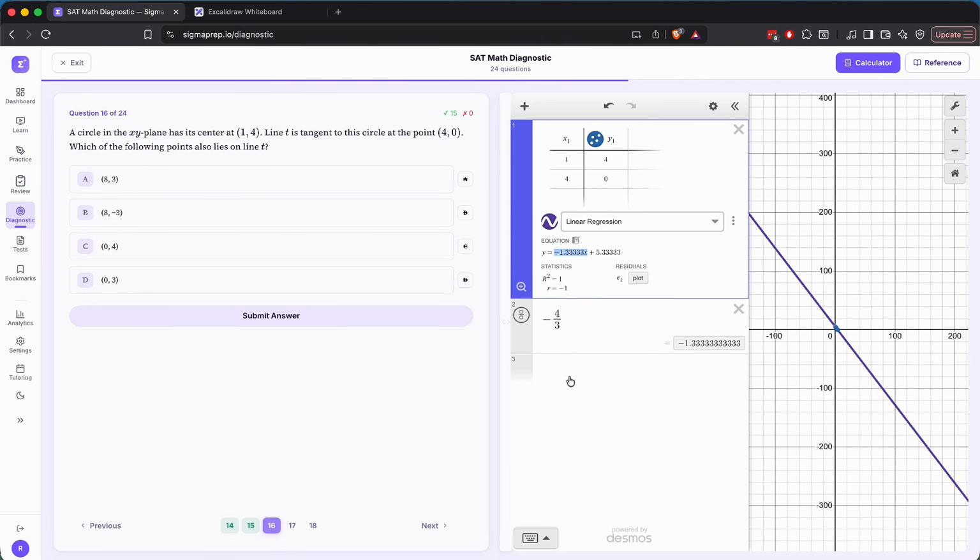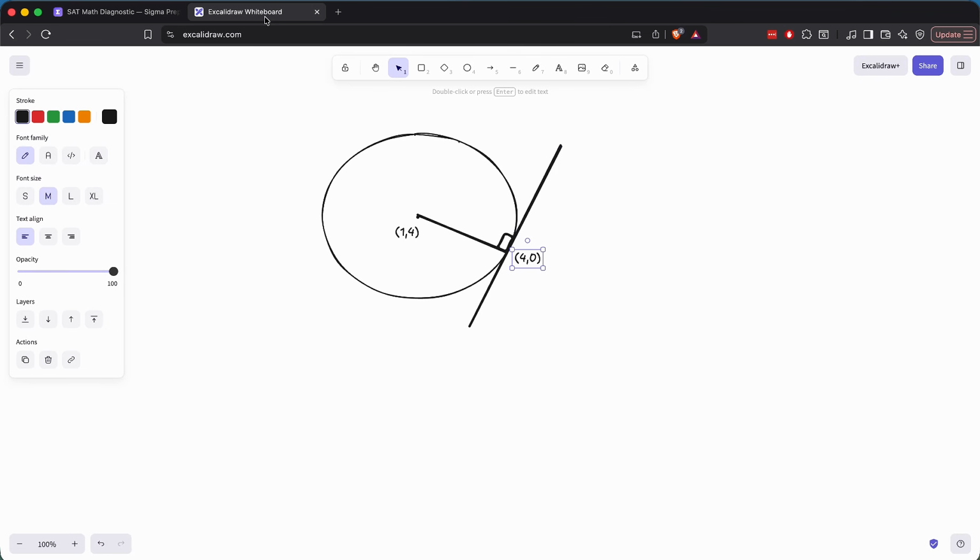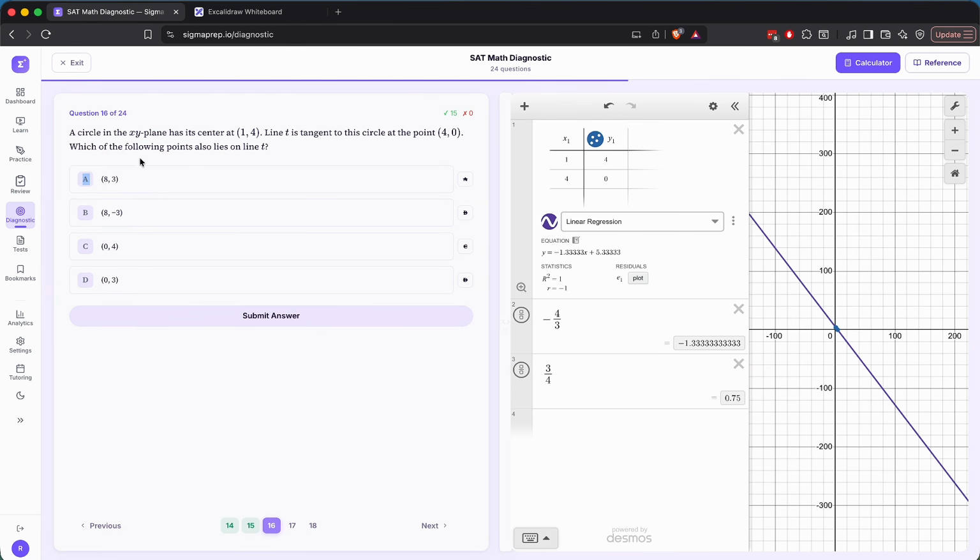So the one with the tangent line has to be the opposite reciprocal. It's 3/4, right? So this line is aligned with the slope 3/4, right? And then finally the question is, which of these points is also on line T? Basically, you need to know the equation of line T. So it's going to be y equals 3/4 x plus b, right?